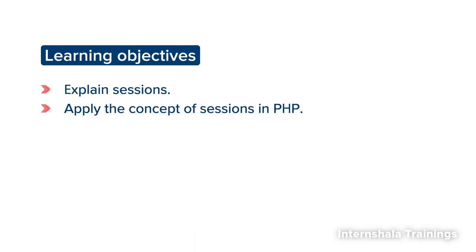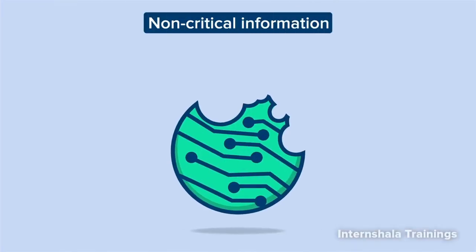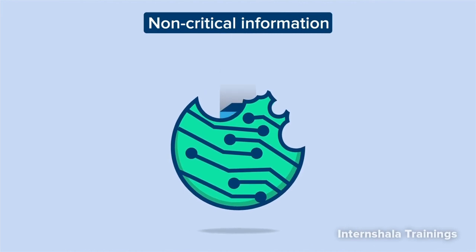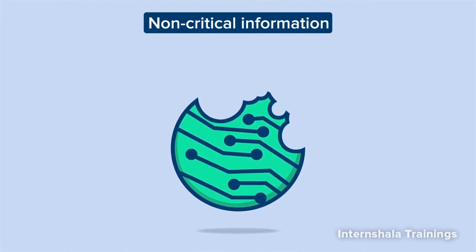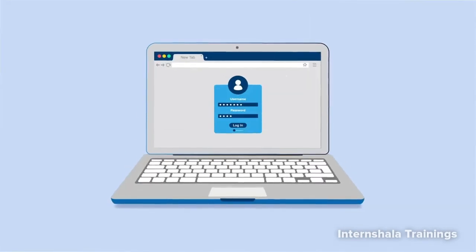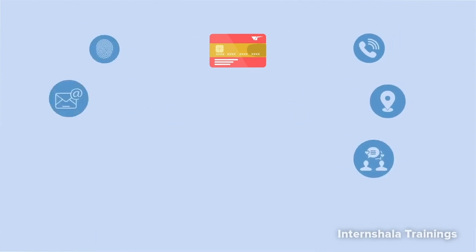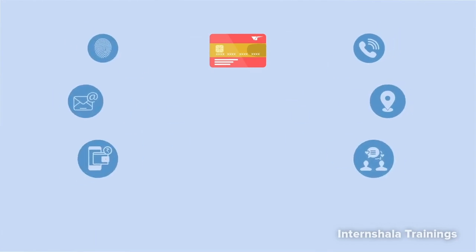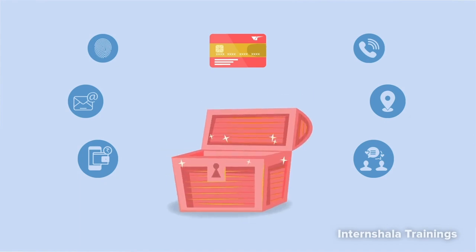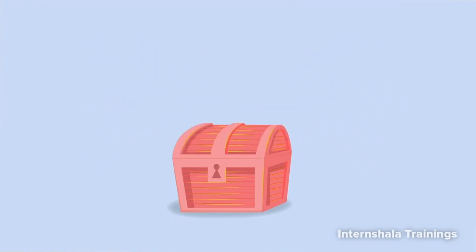After going through this video, you will be able to explain sessions and apply the concept of sessions in PHP. In the previous video, we discussed that to store non-critical information, we use cookies. And in this video, we will see how we can store critical information. Critical information can be anything like our password, bank account details, training progress, or anything similar that can cause serious damage to us if it is misused. As this information is crucial, it must be stored in a secure place.